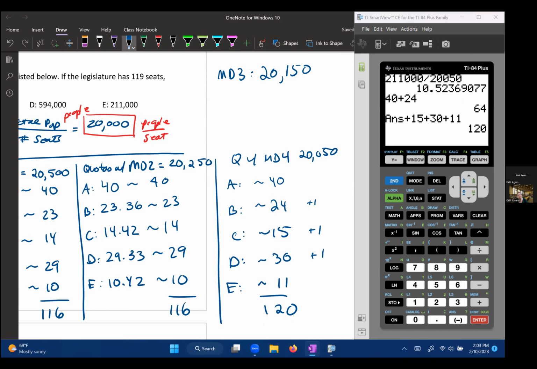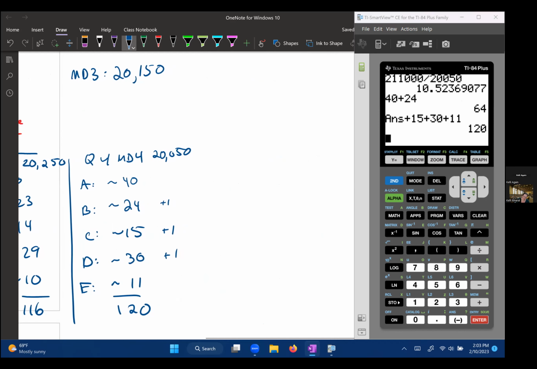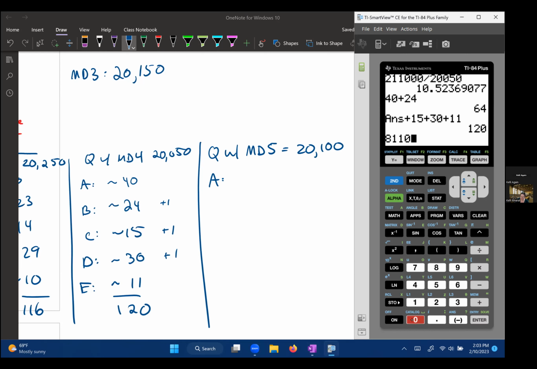All right, so how far should I go up? I think I should go up to 20,100. All right, and I will slide over this time. All right, so we're going to do our quotas with modified divisor 5, and I'm going to use 20,100. This better work. Okay, 811,000 divided by 20,100. 40.3, that's 40.